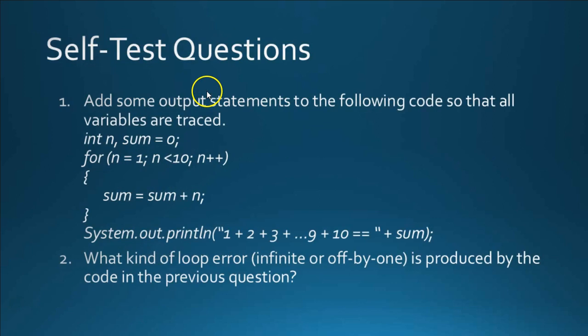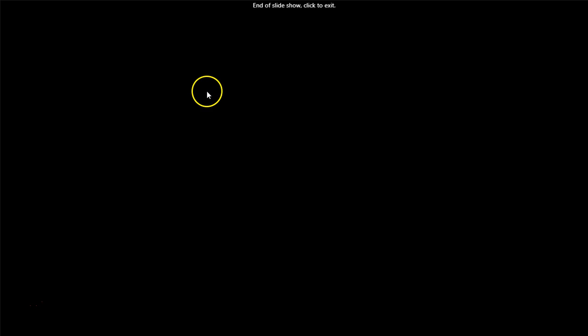So here are your self-test questions. Number 1, add some output statements to the following code so that all variables are traced. int n, sum equals 0, for n equals 1, n less than 10, n plus plus, sum equals sum plus n. System.out.println("1 plus 2 plus 3 plus dot dot dot 9 plus 10 equals" plus sum). Number 2, what kind of loop error, infinite or off by 1, is produced by the code in the previous question? That concludes your notes, folks.